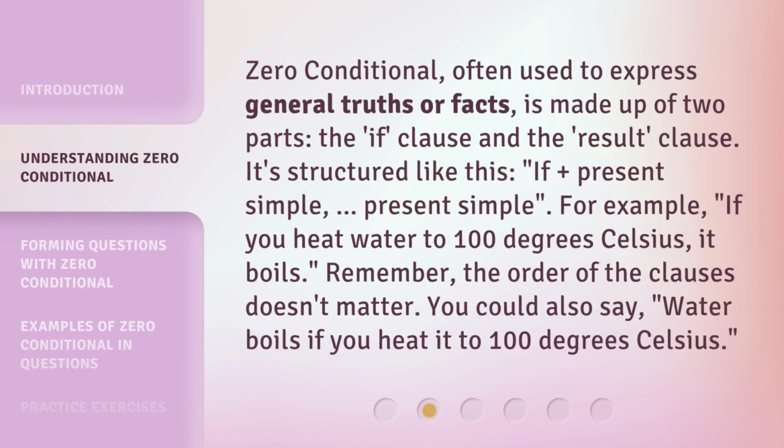Zero conditional, often used to express general truths or facts, is made up of two parts: the if clause and the result clause. It's structured like this: if plus present simple, present simple. For example, if you heat water to 100 degrees Celsius, it boils. Remember, the order of the clauses doesn't matter. You could also say, water boils if you heat it to 100 degrees Celsius.